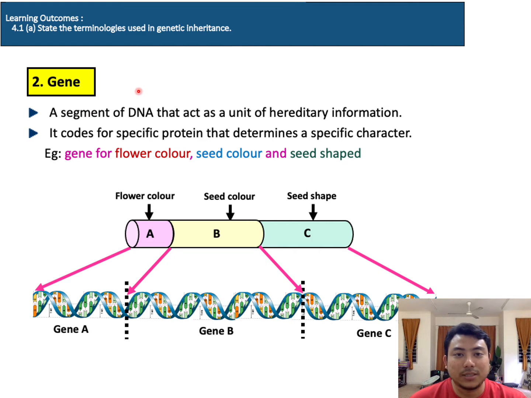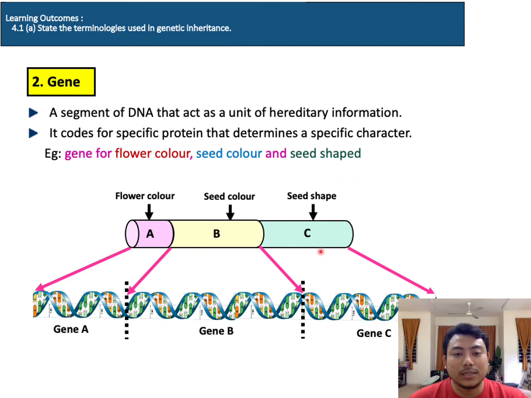Okay, then we look at gene. Not the pair of jeans that you wear as your trousers, and also not genie in a bottle. Gene is a segment of DNA that acts as a unit of hereditary information. So dia adalah sebenarnya satu segmen DNA yang terletak dekat dalam kromosom kita as a unit of hereditary information, maklumat yang boleh diwarisi. It codes for a specific protein that determines a specific character. Okay, contohnya seperti warna bunga, warna seed color, and also bentuk seed tersebut, bentuk biji benih tersebut.